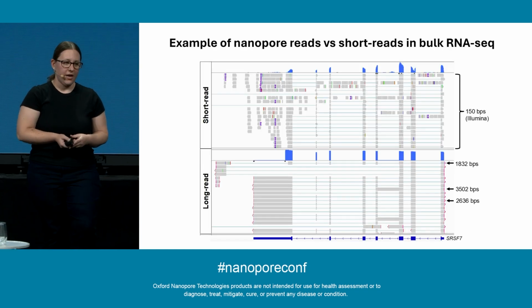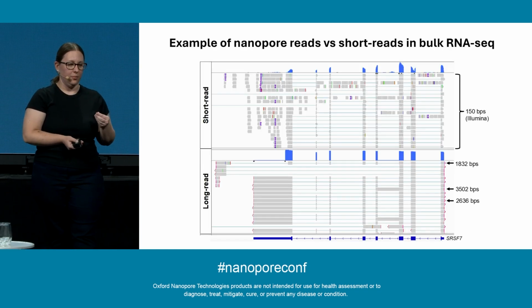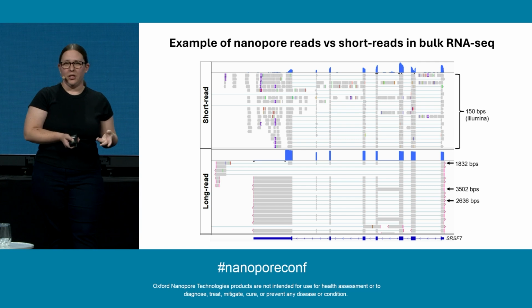And then after aligning and putting it into IGV, we can compare and see the differences between short and long reads. So at the top are the short reads, and they're just little snippets trying to figure out where they are. And then with our long reads, you can see this is the SRSF7 gene, which runs right to left. And many of the reads are 1,800 to 3,500 base pairs, and they are covering the entire gene. So we're getting a better picture of what is actually happening at the isoform level.